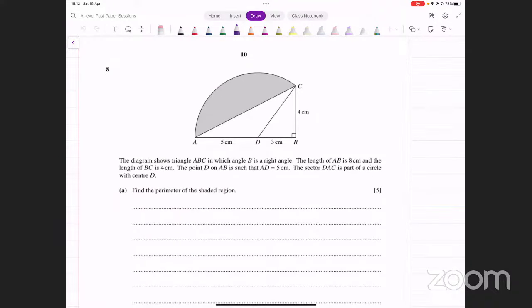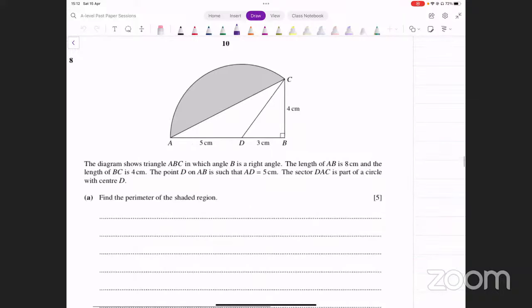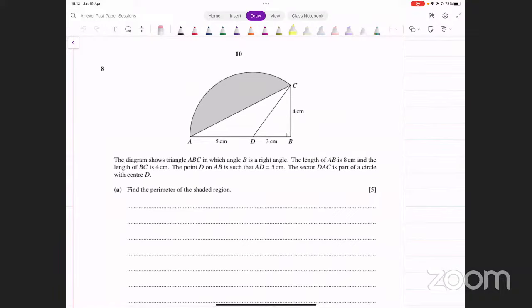Question number 8. It says the diagram shows the triangle ABC in which angle B is a right angle. The length of AB is 8 centimeters and the length of BC is 4 centimeters. This is what we're given. The point D on AB is such that AD is 5 centimeters. The sector DAC is a part of a circle with center D. Okay, now that's important. CAD, DAC, this is a sector that's taken out from a circle.